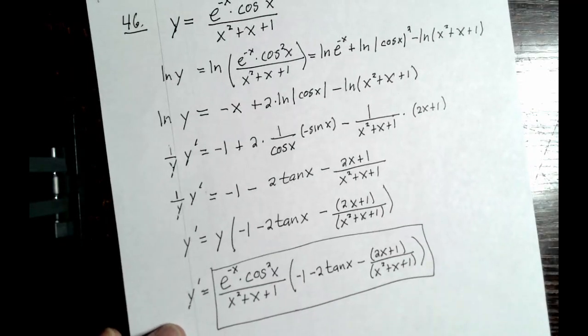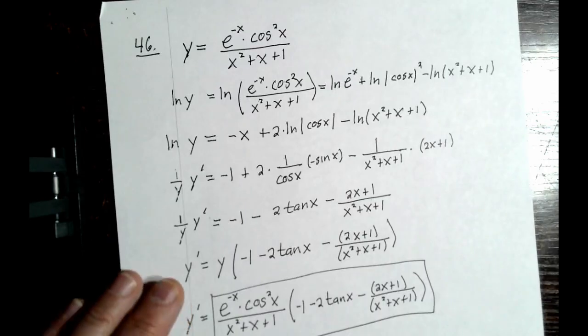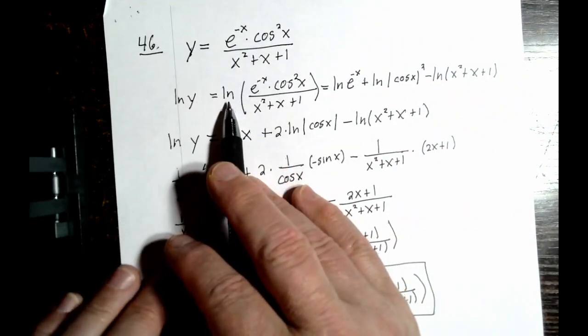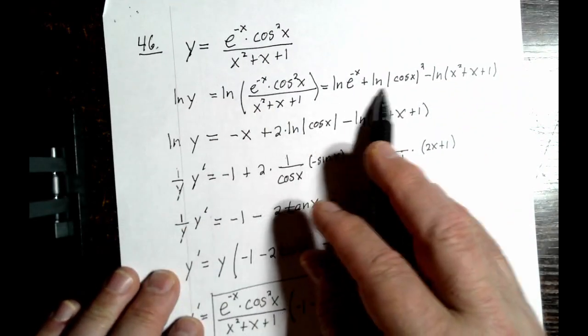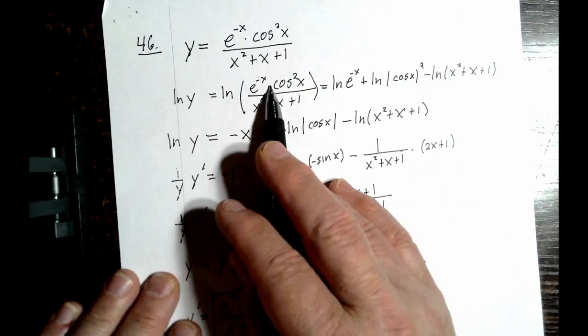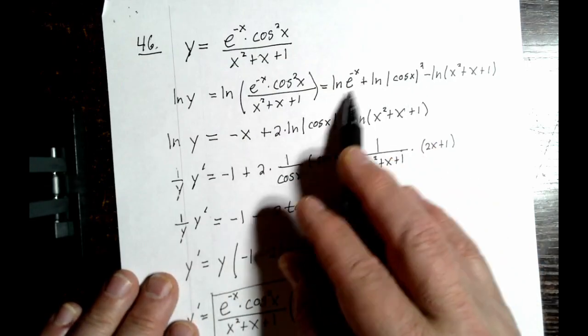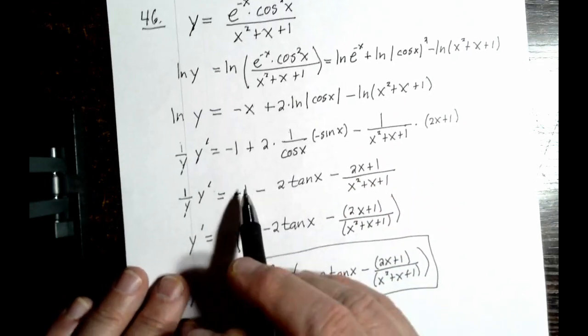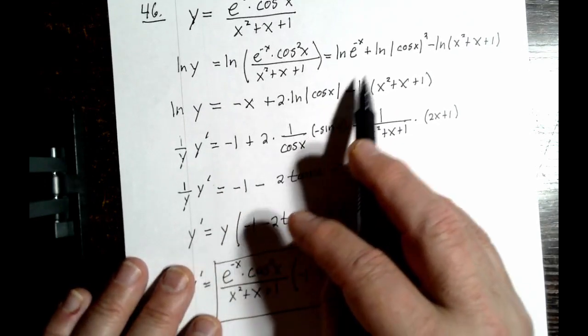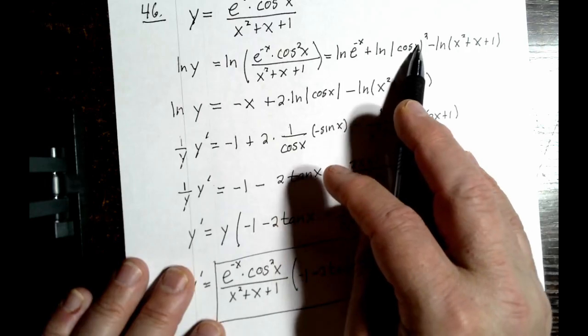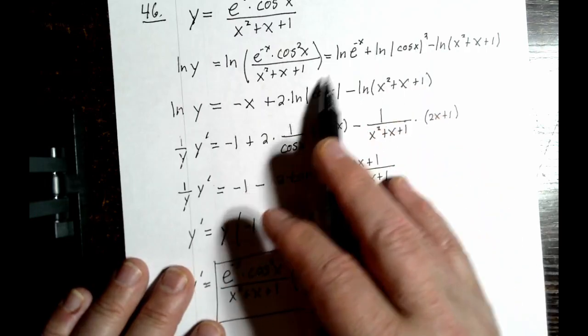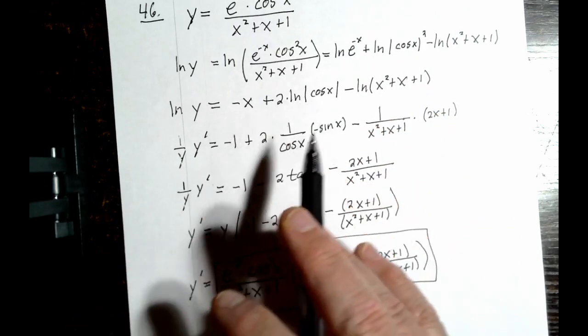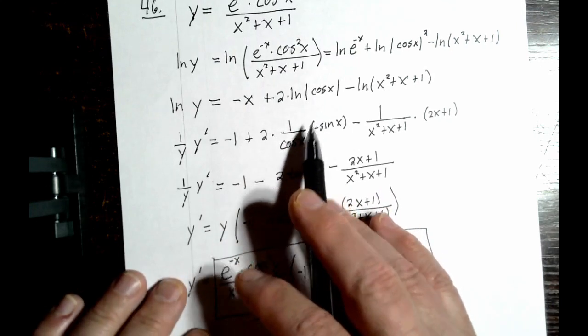Same thing with 46. We're going to take the natural log of both sides, and this division becomes subtraction, and the multiplication up top becomes addition, and each of these exponents can come out front. Notice they use absolute value bars here because when you're no longer squaring it, it could be negative, and you can't have natural log of a negative number.